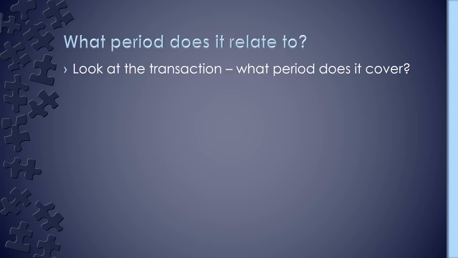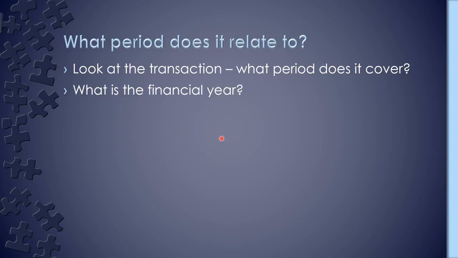So first of all, the obvious one, look at the transaction and what period does it cover? If you're given rent, what period does the rent cover? If you're told that the business hasn't had any utility bills, when was the last bill that came in? So always have a look at the transaction and identify what period that transaction actually covers.